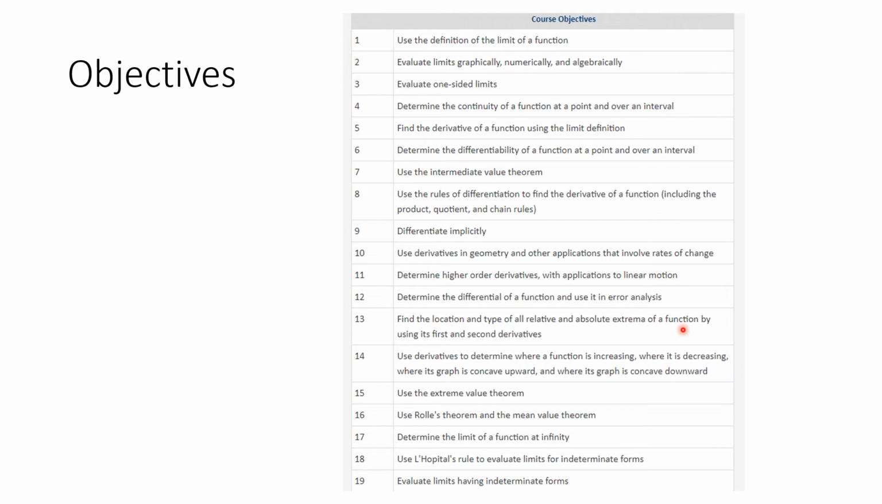We'll find the location and type of all relative and absolute extrema of a function using the first and second derivatives. We use derivatives to determine where a function is increasing, decreasing, where its graph is concave up, and where its graph is concave down. We'll use a theorem known as the extreme value theorem. We'll also talk about Rolle's theorem and the mean value theorem. We'll determine the limit of a function at infinity, and we'll also use a technique known as L'Hopital's rule to evaluate limits for indeterminate forms. And we will evaluate limits having these indeterminate forms.